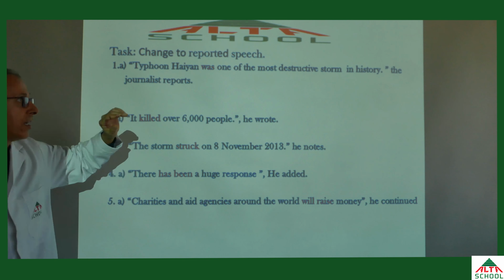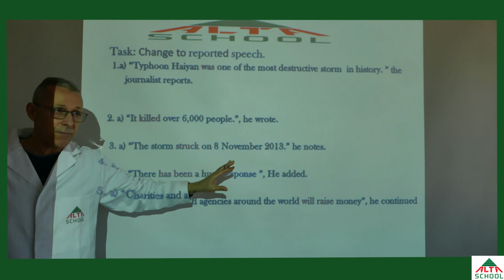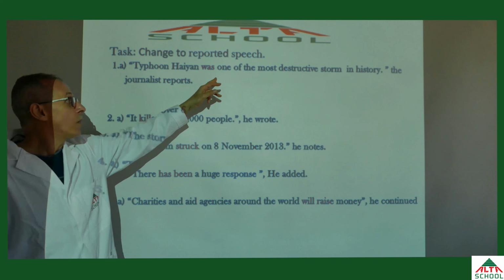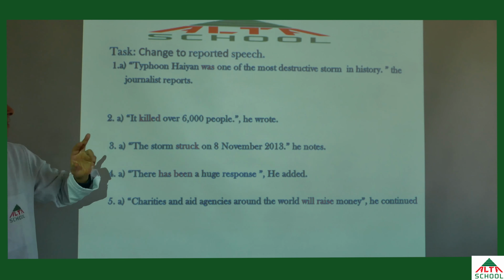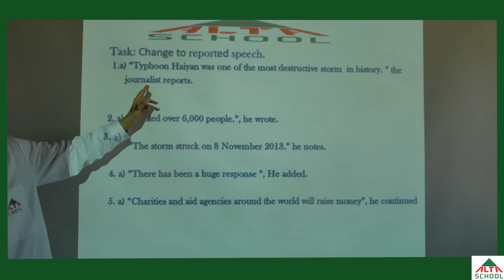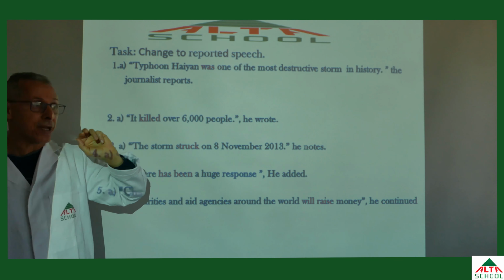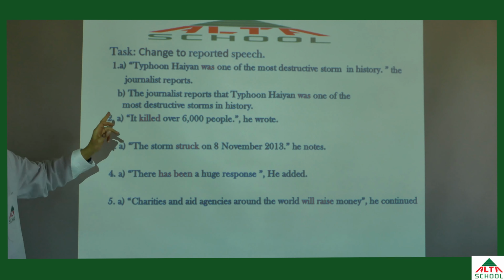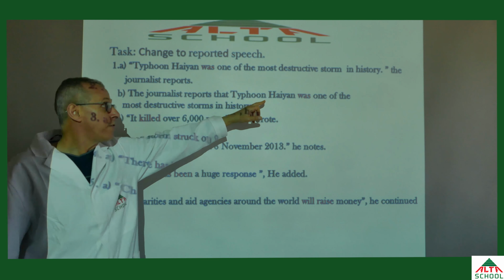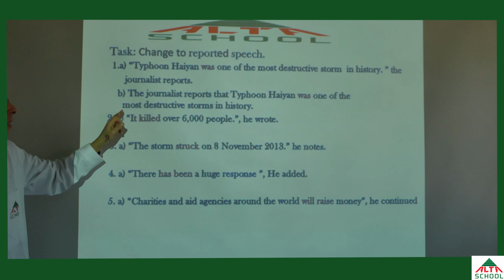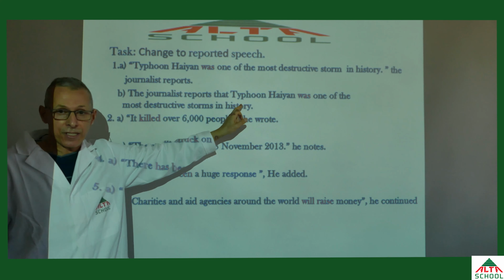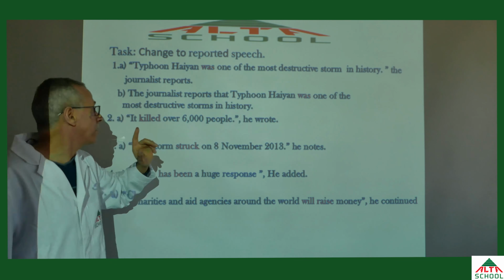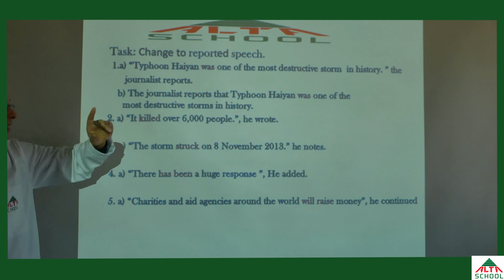Now let's go to a task. Change to reported speech. So here we have some sentences in direct speech. We try to change them to reported speech. Sentence 1. Typhoon Haiyan was one of the most destructive storms in history, the journalist reports. Be careful here, the reporting verb is in the present. So let's see how to change it. The journalist reports that Typhoon Haiyan was one of the most destructive storms in history. So we have seen that we haven't changed the verb, the tense, because the reporting verb is in the present.